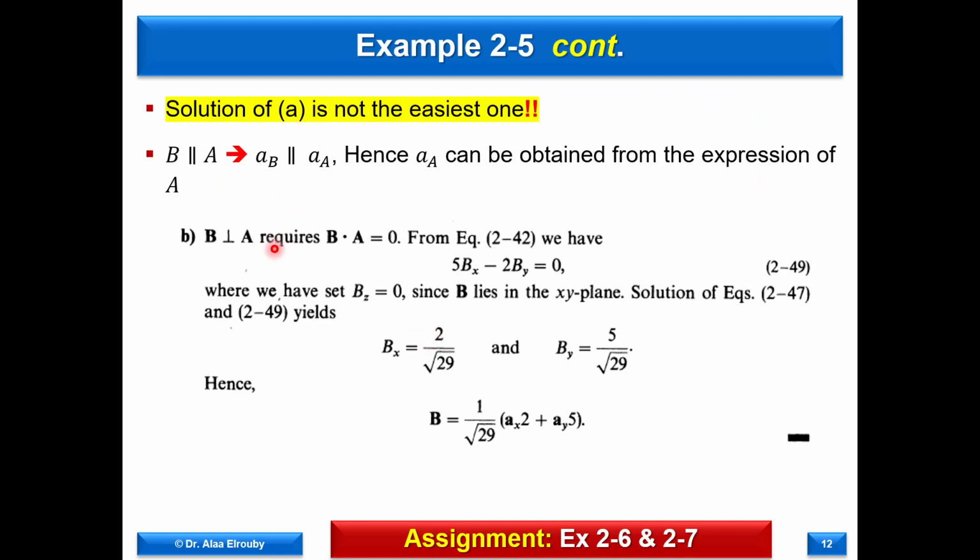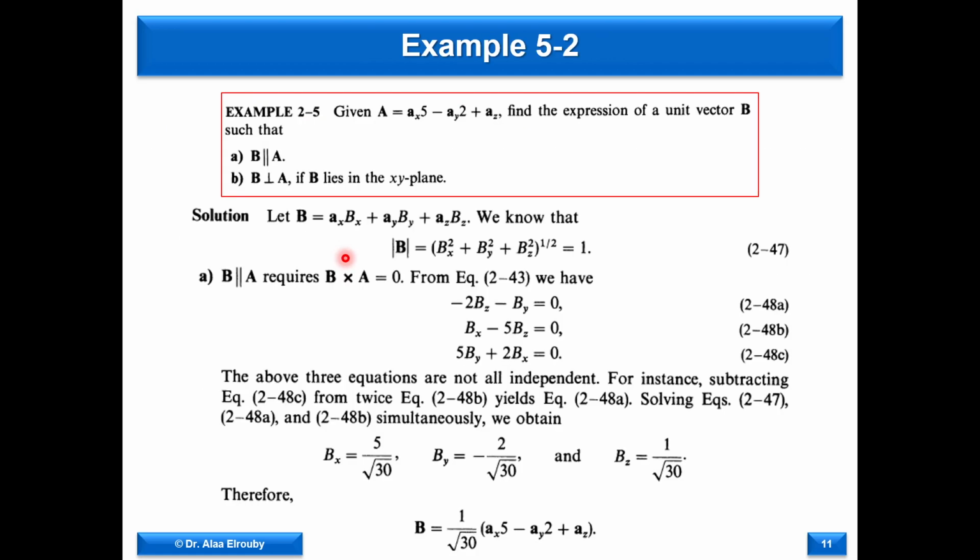Okay, number 2, or part B, is that we need a unit vector that is normal to A. So if B is normal to A, it means that their dot product equals 0. So we just need to calculate the dot product. Okay, let me just see this. And it's giving us one more piece of information, that B is in the XY plane. So in case number 2, B is a unit vector, is normal to A, and is in the XY plane.